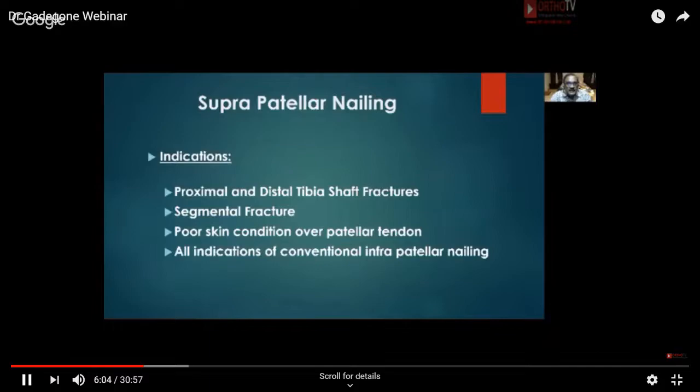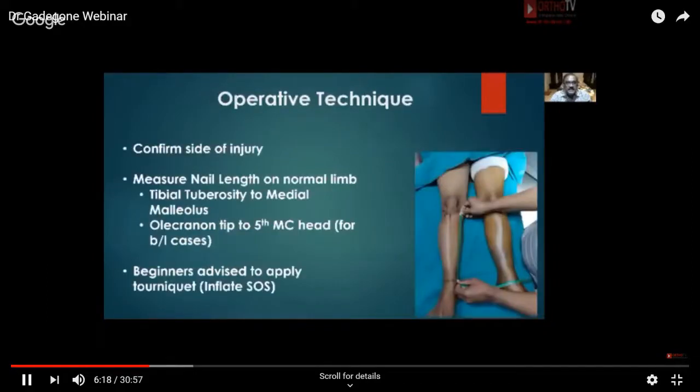Now, suprapatellar nailing: the indications are proximal and distal tibial fractures, segmental fractures, poor skin condition over the patellar tendon, and all indications of conventional infrapatellar nailing. This is the operative technique. Confirm the site of the injury. Measure the nail length on the normal limb. Beginners are advised to apply a tourniquet; otherwise, a tourniquet is not that necessary.